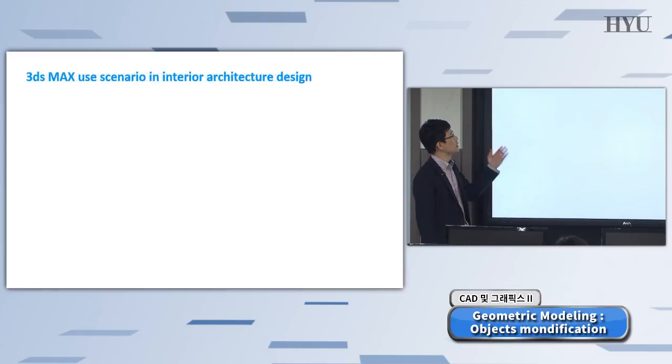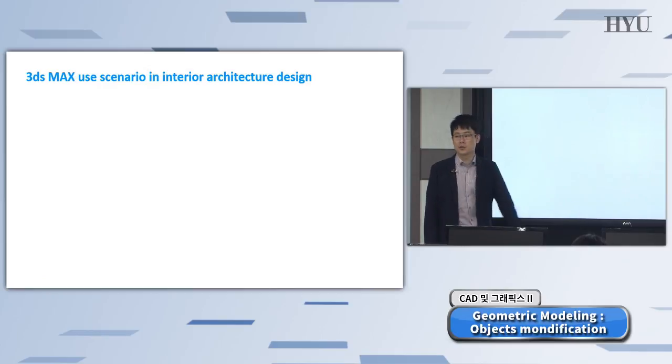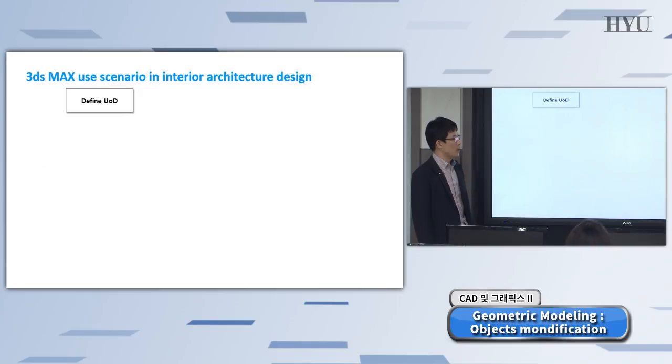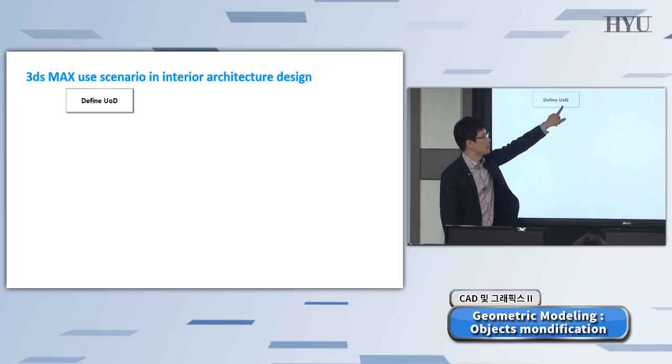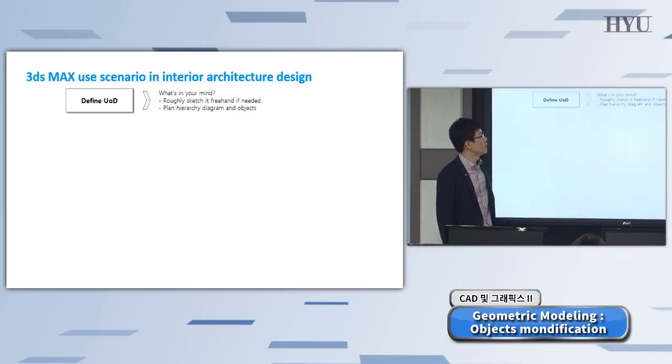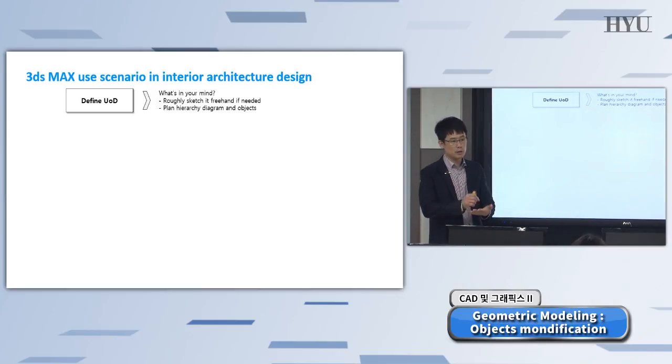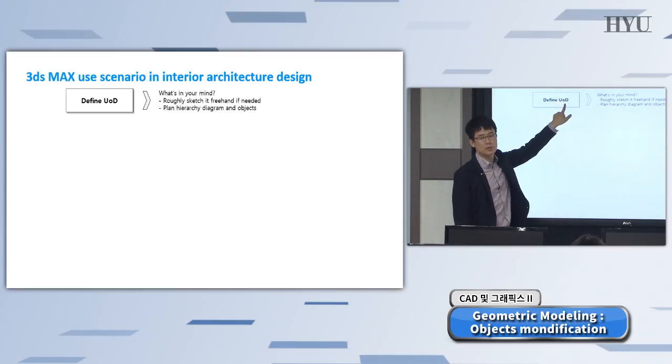So this single slide means almost everything about 3D graphics tools. And also this page will show you use scenario for interior architecture design for you guys, okay? How to use 3D Max, that's the question, and this one is kind of one single page answer. Define UOD, universe of this course. What's in your mind? Roughly freehand sketch or write down on your notebook. That is kind of preliminary definition of your world, okay? Your universe of this course.